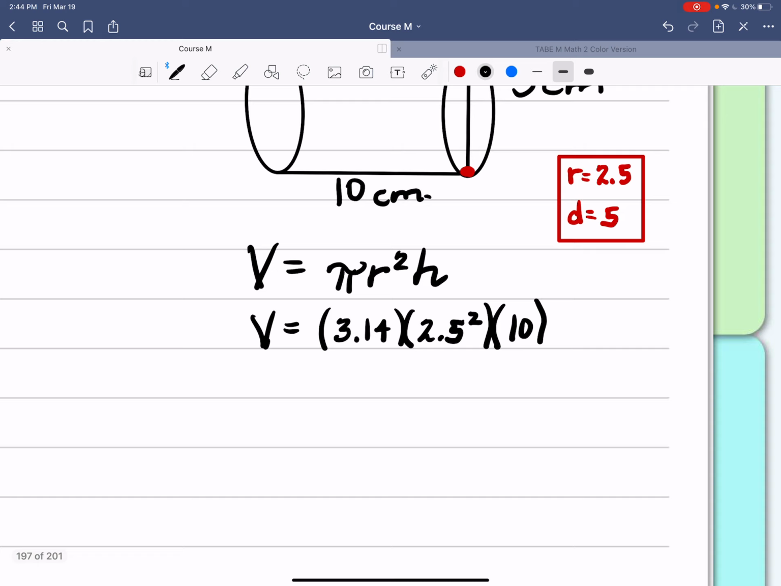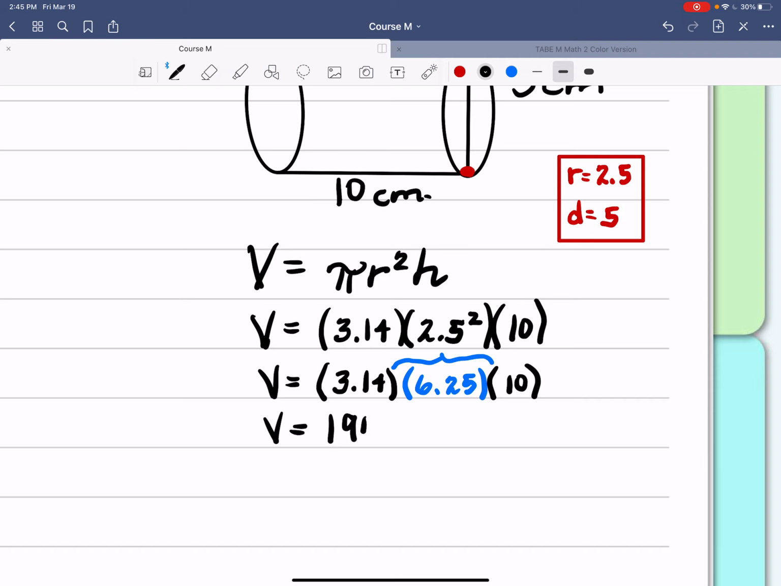Now you can put that in the calculator, but I strongly encourage you to do this extra step. Do 2.5 times 2.5 to get 6.25. And then bring down the rest. Now put it in your calculator. 3.14 times 6.25 times 10 equals 196.25 cubic centimeters.